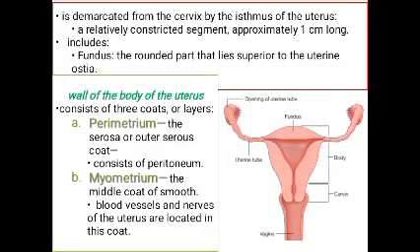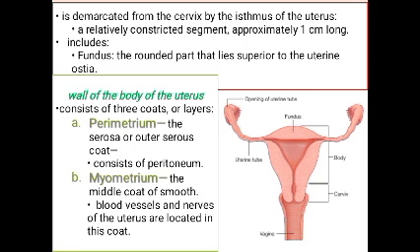The body is demarcated from the cervix by the isthmus of the uterus, a relatively constricted segment approximately 1 cm long. It includes the fundus, the rounded part that lies superior to the uterine ostia. The body of the uterus consists of three coats or layers.